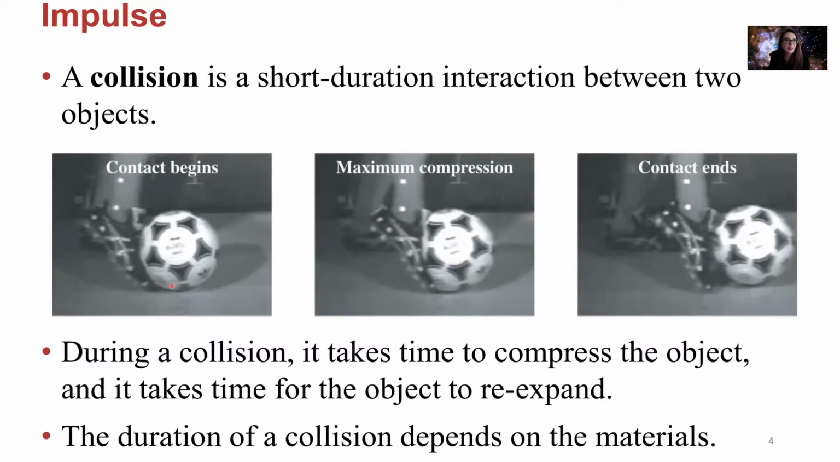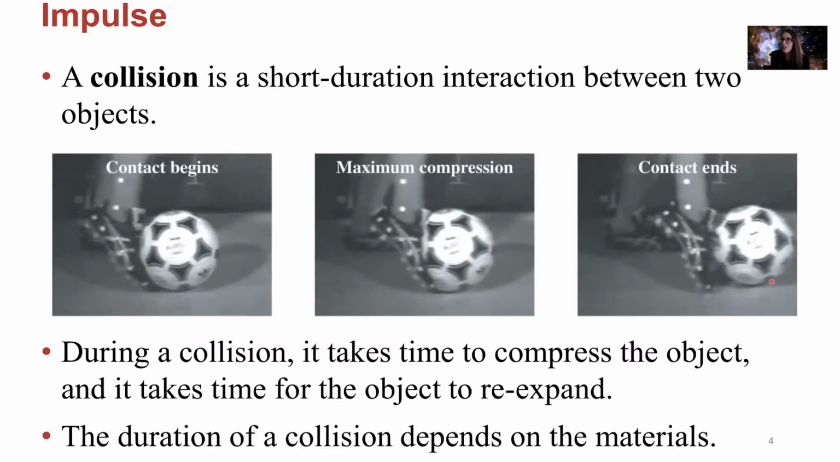Okay, so here we've got a soccer ball. Your foot is hitting the soccer ball. At the minute the foot touches the soccer ball, contact between the objects begins. There's going to be some time period where your foot is in contact with the ball. Around halfway through that collision of your foot and the ball, you reach maximum compression of that soccer ball. You're going to change the shape of the soccer ball while your foot is impacting it.